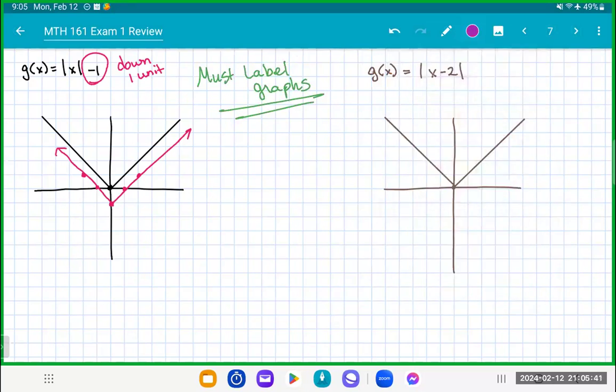All right, so this next one, this -2, that tells me I am shifting right 2 units. So I shift everything to the right 2 units. 1, 2, 1, 2. I'm going to shift this one 2 units, this one 2 units, and our graph will look something like that.